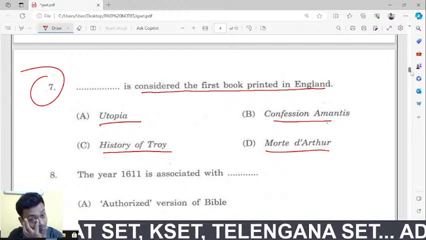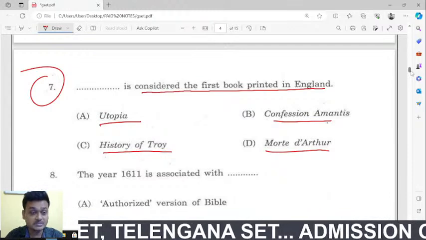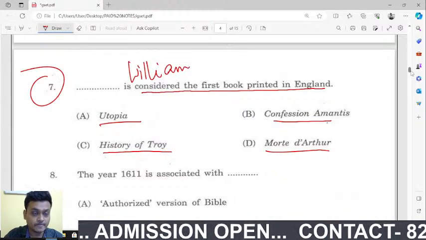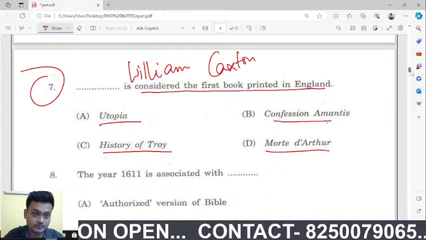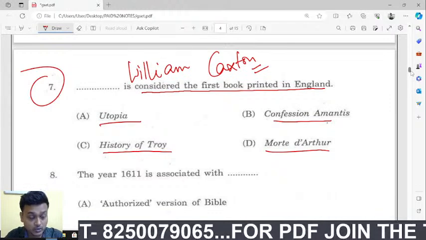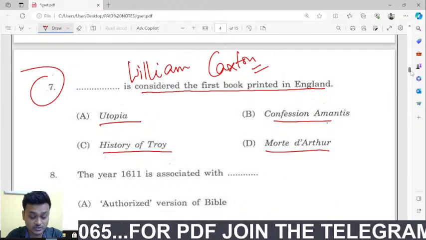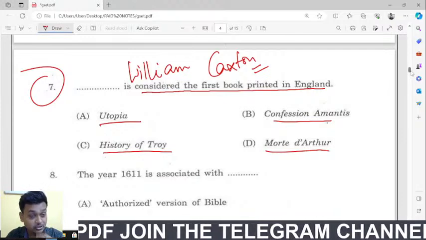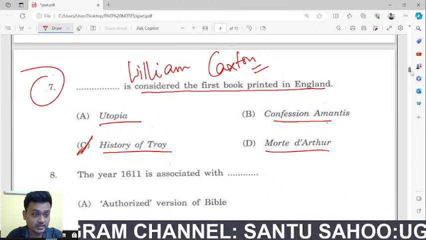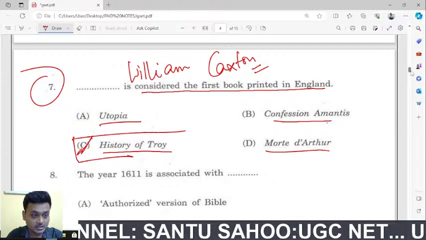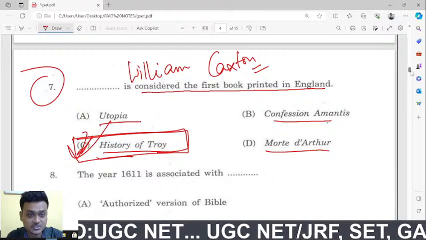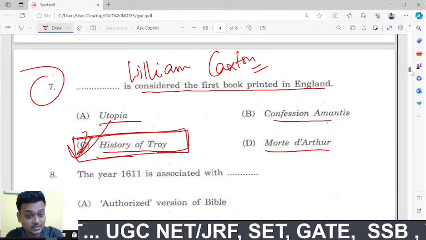And that book was printed by whom? It's by William Caxton. It's not Utopia actually. It's History of Troy. History of Troy is the right answer. The first book printed in England is History of Troy.